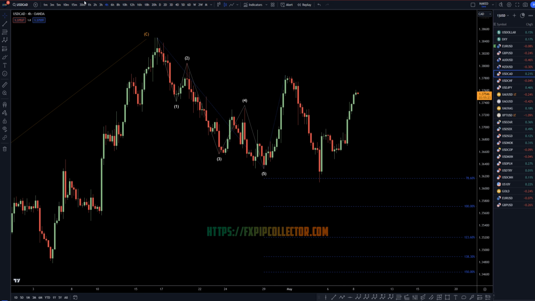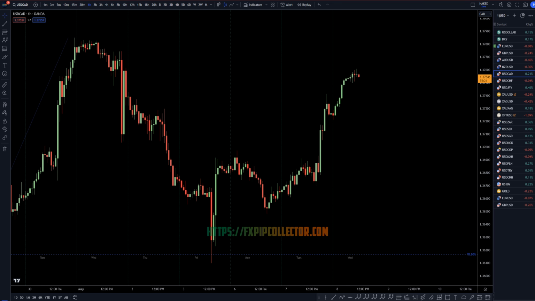So taking it down to the 1 hour time frame. On the 1 hour time frame, I think it's very, very clear this is a 1, this is a 2, and we're in a wave 3. And I definitely do see 1, 2, 3, 4, 5 waves right there, a subdivision of wave 3.